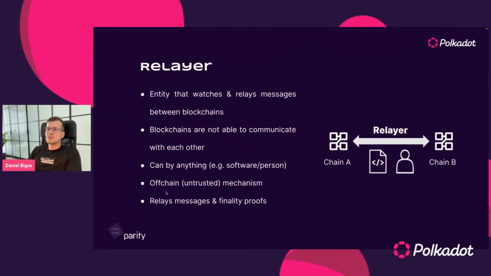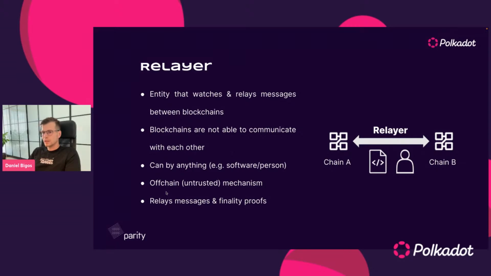Relayer. A relayer is an entity that watches and relays messages between sovereign blockchains. We need relayers because blockchains are not able to communicate with each other. They don't have any built-in mechanism that allows communication with sovereign chains with different consensus systems. We need something to allow communication between them. And a relayer can be anything. It can be software, it can be a person, it can be any script, it can be anything.